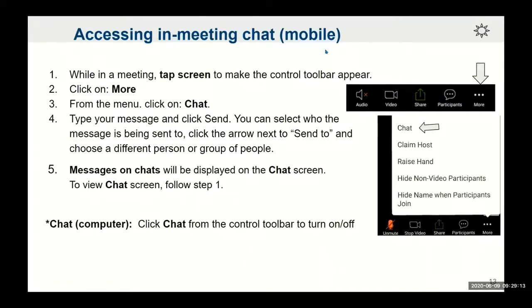Again, if you don't see the toolbar, you tap on your screen, and it should bring up the control toolbar. The control toolbar looks something like this. Then you want to click on More, where the arrow is right here. When you click on More, it will bring up the menu, including chat. This is the pop-up menu with different actions that you can do, and chat is right here.